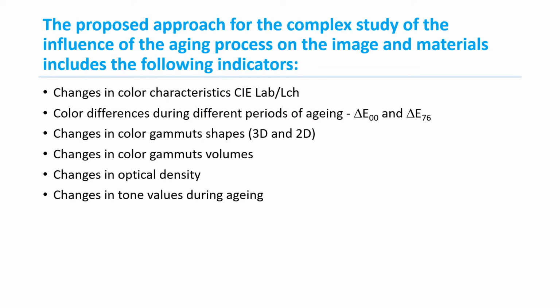The proposed approach for the complex study of the influence of the aging process on the image and materials includes the following indicators. The first indicator is changes in color characteristics expressed by LAB or LCH color system. The second is color differences during different periods of aging, changes in color gamuts, shapes and volumes, changes in optical density, and changes in tone values during the aging process.